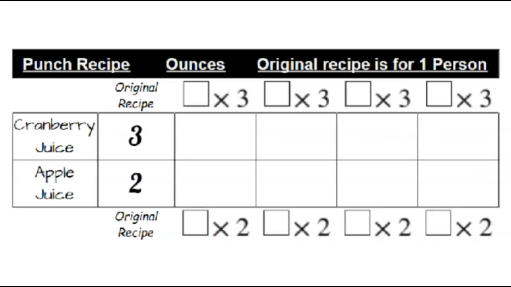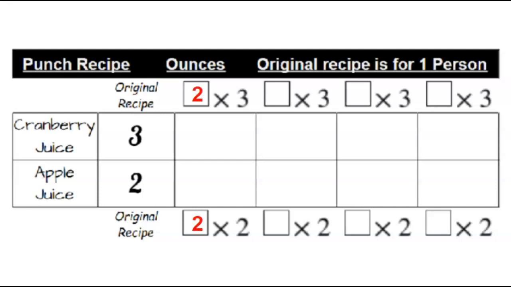If I placed my table in a ratio format, I would have cranberry juice to apple juice. This is a punch recipe. In ounces, it is 3 parts cranberry juice, or 3 ounces of cranberry juice, and 2 ounces of apple juice. The original recipe is for 1 person. But what if I want to increase this? If I want to increase my recipe, I could use a table to do that.